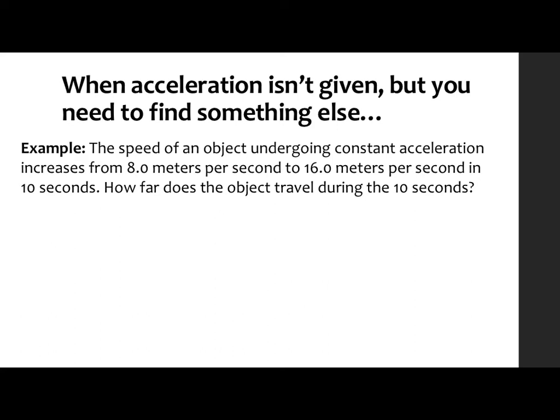We need to figure out how far the object is traveling. So that's a distance, that's what we're looking for. But they also gave us two different velocities and a time. Vi is 8 meters per second. Vf is 16 meters per second. T, time, is 10 seconds. We need to find d, but there's no equation that will leave us with one missing variable. So that means we need to find acceleration first.